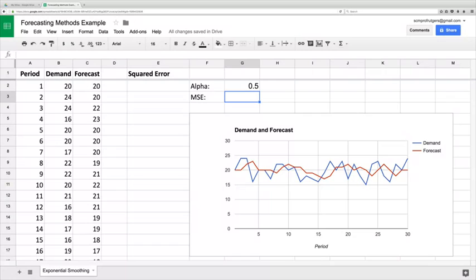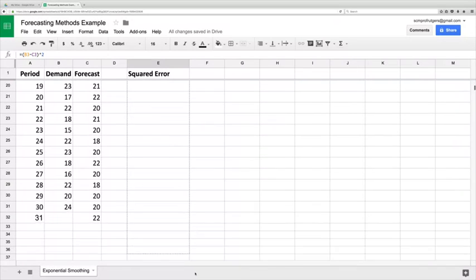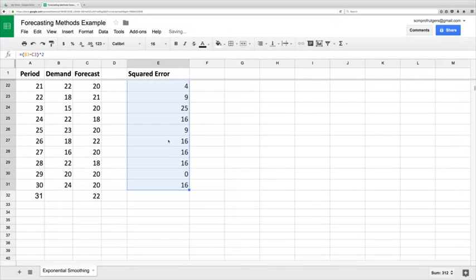So in order to decide, we have to calculate an accuracy statistic. I like the mean squared error the best. So here we start with demand minus forecast. You want to square that. Here we go. I'm going to copy that down. There's that.